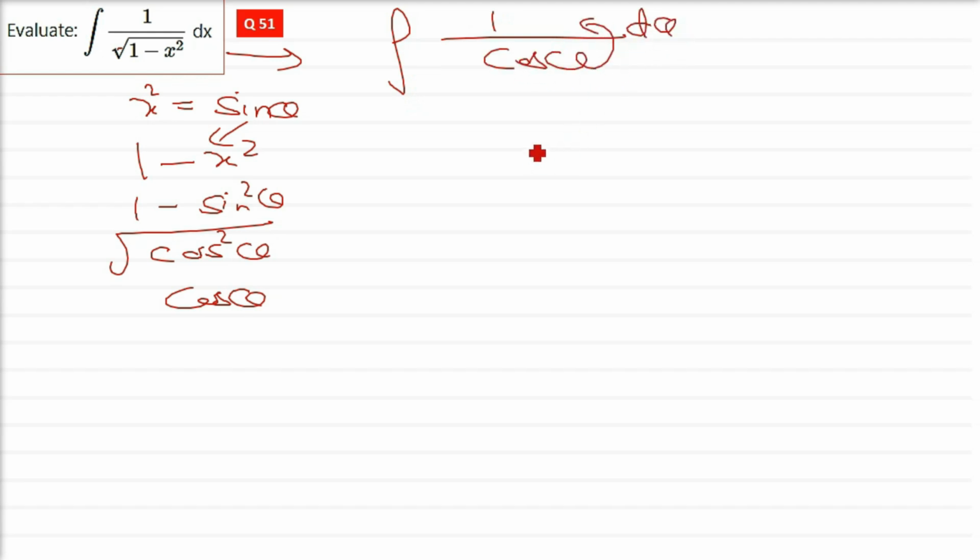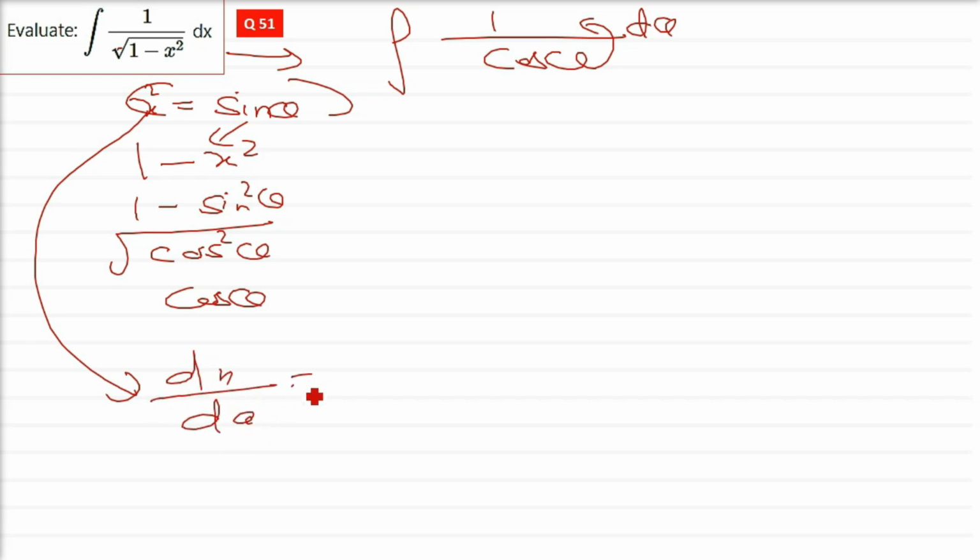Cos theta goes up, it will give you sec theta. So you can integrate sec theta. So this is not what we expect, because we have to differentiate also. X was sin theta. So we need to differentiate because we need to get rid of dx also if we are replacing it by some theta term. So dx becomes cos theta d theta.